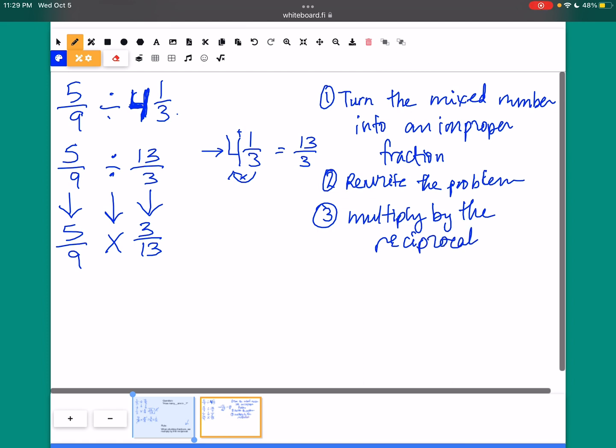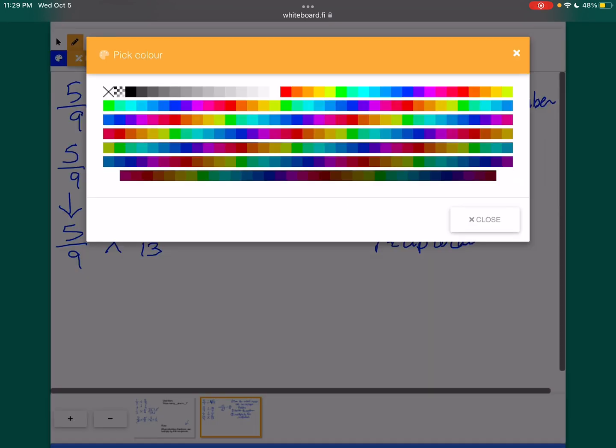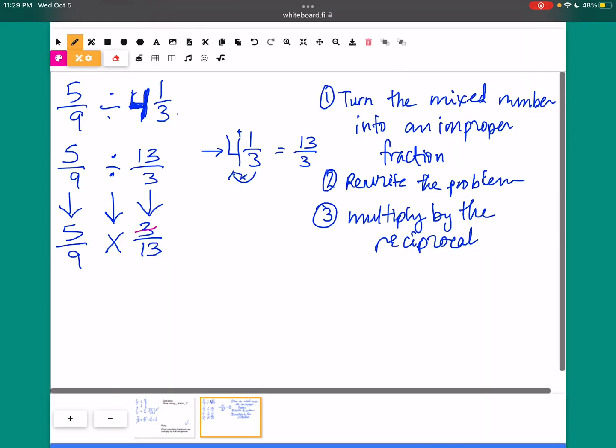Now, do you see anything that can be simplified? You sure do. And we're going to go ahead and do that because it's going to make our lives a lot easier. I see a 3 here. 3 goes into itself once, and it goes into 9 3 times. So now when I multiply across, numerator times numerator, I get 5 times 1, which is 5. And 3 times 13, which is 39. And this is our answer, 5/39.